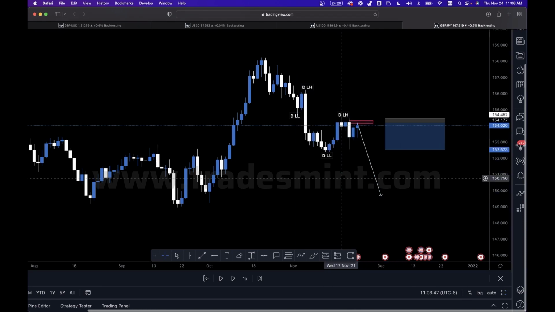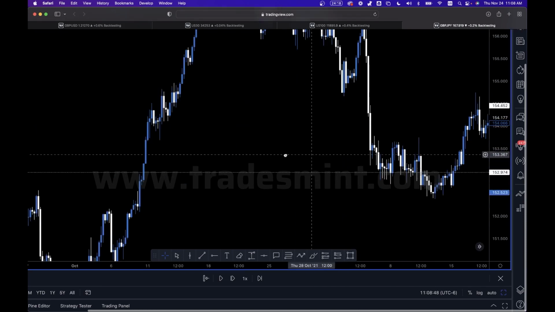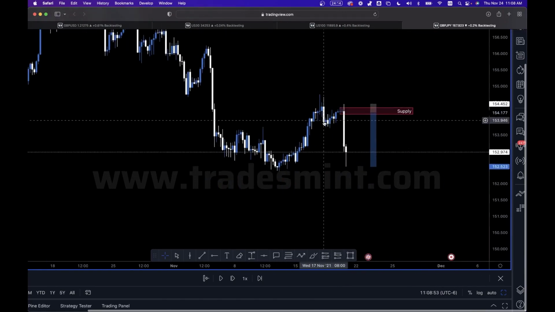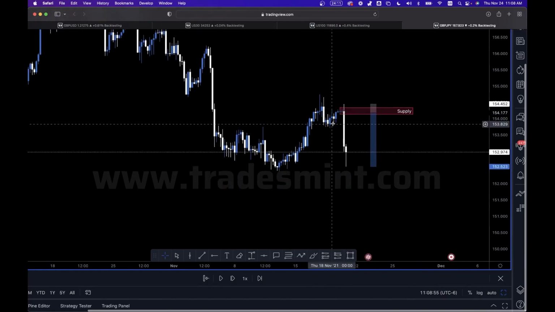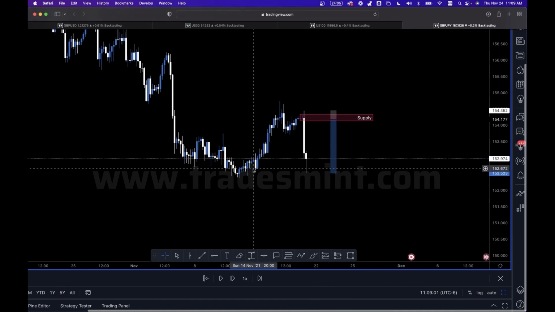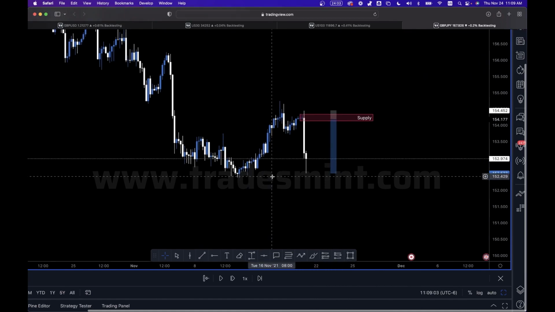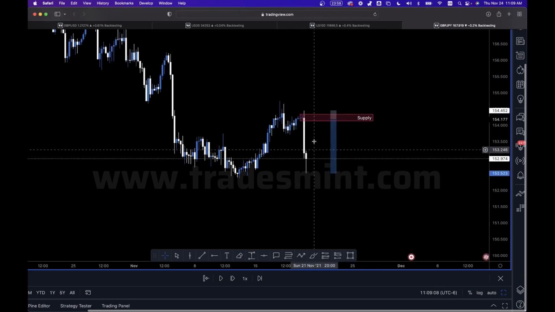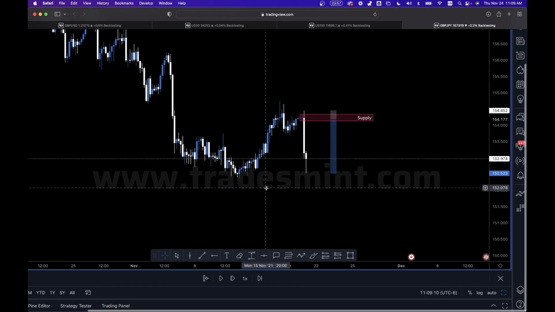Okay. So we're going to drop down to the 4 hour. And if we look at the 4 hour, look at what happened here. So we have a rally base drop, massive candle, huge volume. So if price comes back up here, we're looking for a sell. Okay.